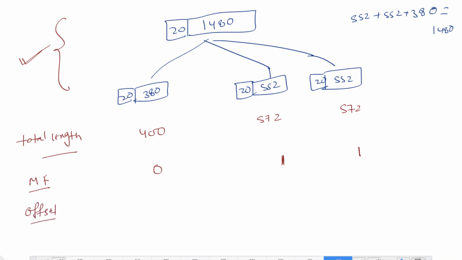If you ask me the offset, then I will say it is following just 0 bytes. It is following 552 bytes, which means 552 by 8, which means 69. It is following 552 and 552. So always count the data bytes. Okay, so it is following 552 into 2 by 8, which is nothing but 138. So these are the two fields.